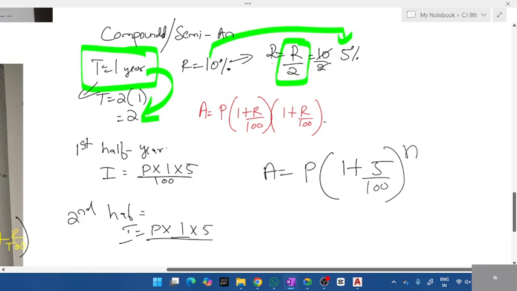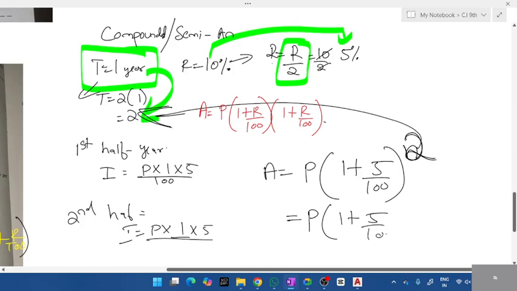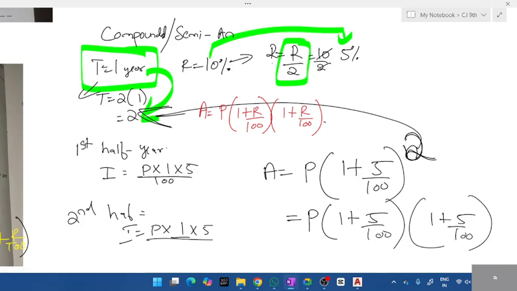N is T, students. So what's the value here? T is how many years of calculation? 2. So you shouldn't show a 1 year calculation, you have to show 2. In place of T, you just write 2. P into 1 plus 5 by 100, multiplied twice. 1 plus 5 by 100. This is semi-annual, compounded semi-annually. That's it. The formula is done. All the concept is done. We have to just solve the questions.